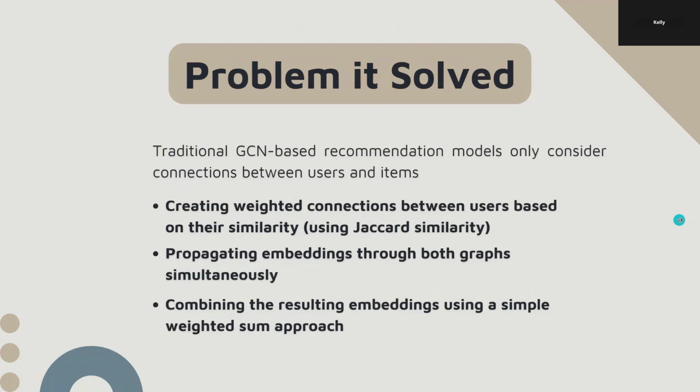However, there are some problems with traditional GCN-based models. Traditional GCN-based recommendation models only consider connections between users and items. CombiGCN wants to address this challenge by first creating weighted connections between users based on their similarity, using Jaccard similarity. The second is that they propagate embeddings through both graphs simultaneously and then combine the resulting embeddings using a simple weighted sum approach.